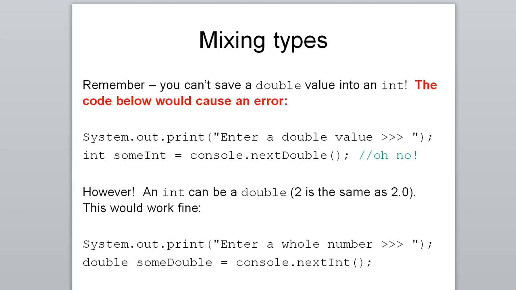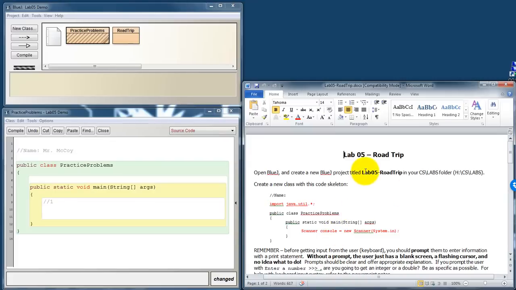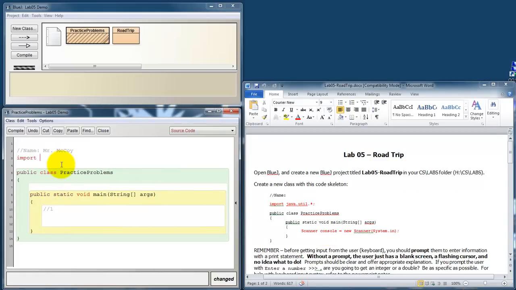So let's get started on our lab. I've got my road trip instructions loaded up with my Lab 5 project, and I have practice problems and road trip as my classes. Make sure that you add the additional elements needed to your skeleton code. So I need to do an import statement. Import java.util.*; and then down here, the first thing I'm going to do in my main method is create that scanner object called console. Scanner console equals new Scanner, and it scans my System.in.